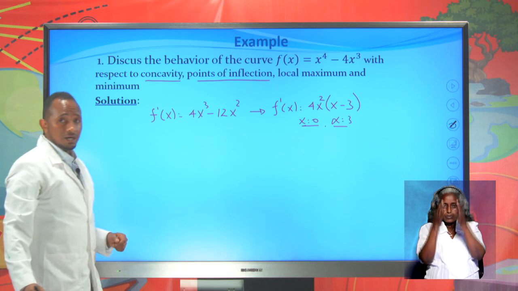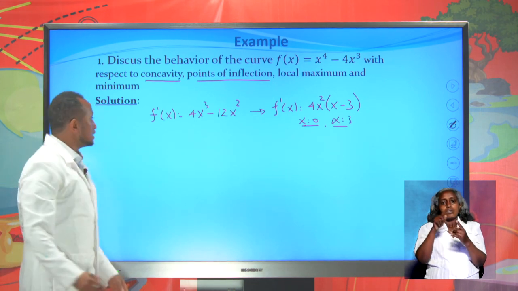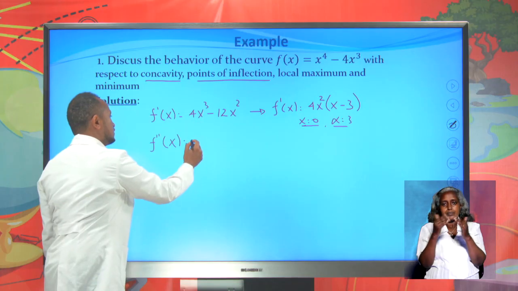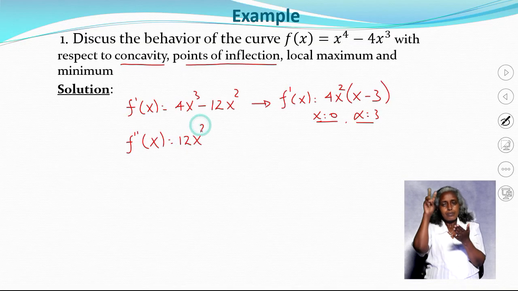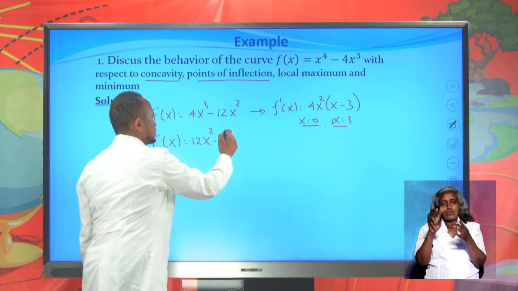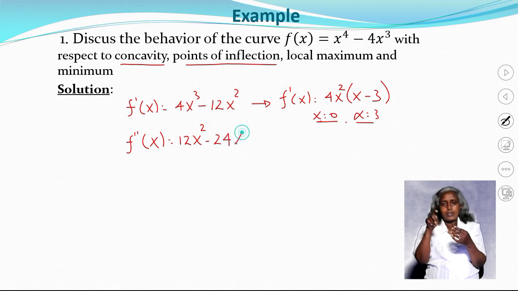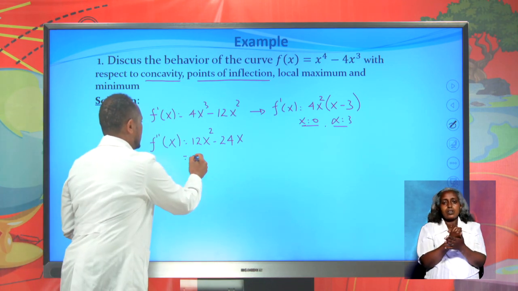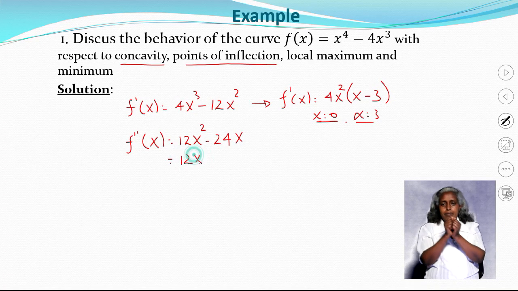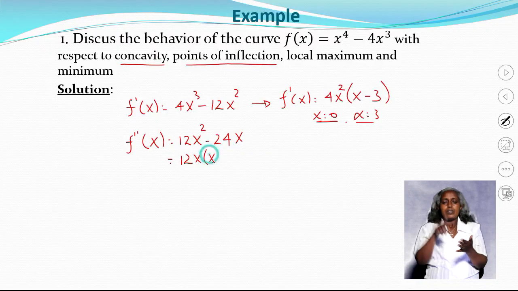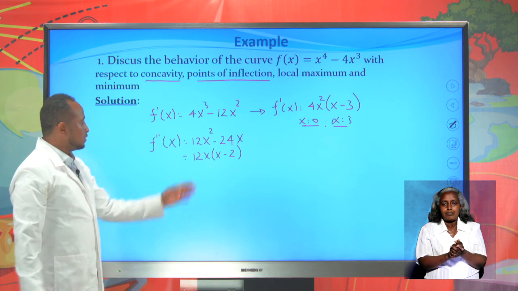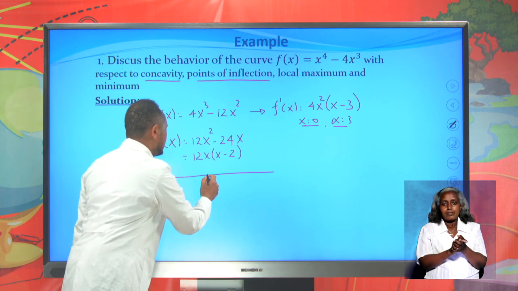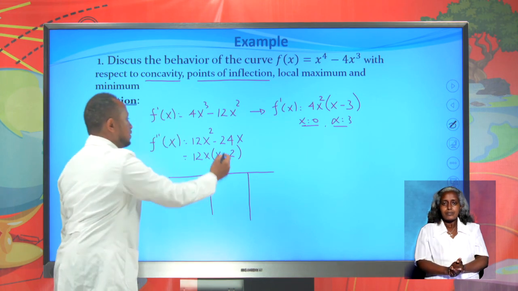But to determine the concavity intervals, we need to find the second derivative of this function. So the second derivative of our function is the derivative of this one. It will be 12x squared minus the derivative of this one, 2 times 12 is 24, 24x. So we need to check the sign of this second derivative. Let's take 12x as a common factor. You'll have 12x times x minus 2. To find the sign of this, we have to use a sign chart. So, using a sign chart, you will have this one. The boundary numbers are 0 and 2.